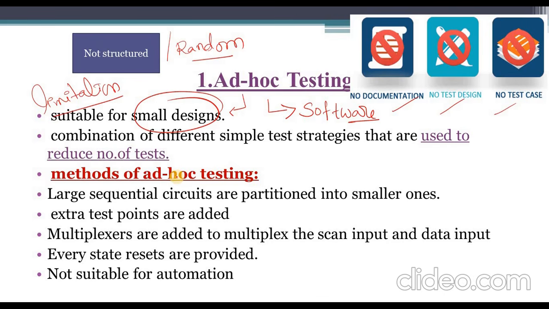So what are the methods of ad-hoc testing? Here are different methods we are going to follow while doing ad-hoc testing. If there is a large circuit, we have to partition or divide it into smaller ones. Then we can do the ad-hoc testing on those smaller circuits. Okay. Here extra test points are added while testing. Multiplexers are added to multiplex the scan input and data input. Every state resets are provided. It is not suitable for automation. So it is all about ad-hoc testing. Simply remember ad-hoc testing means software testing.